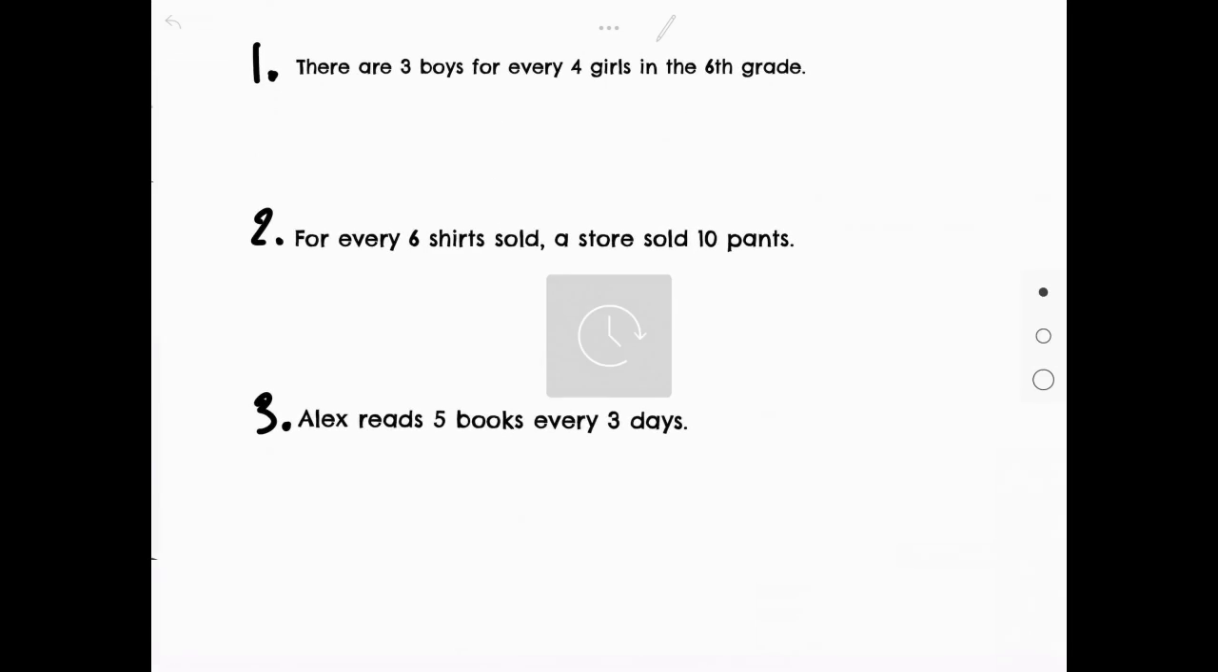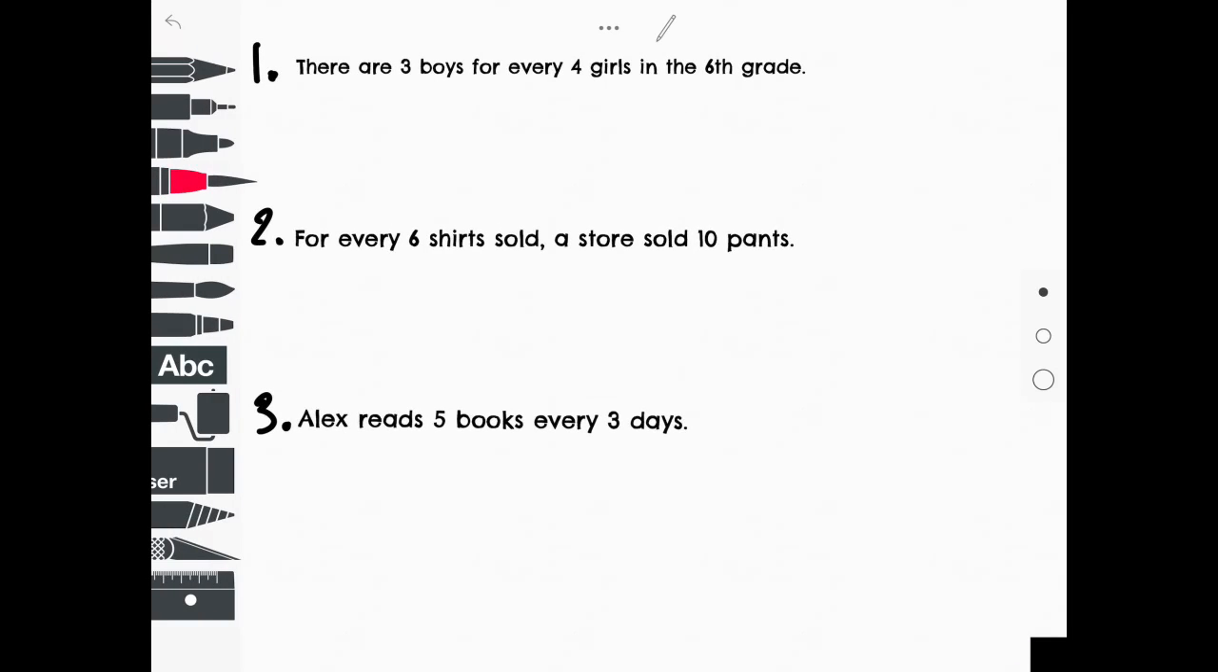So in your work today, it's going to give you a few ratios and then ask you to write at least three equivalent ratios for each ratio, and then make sure you label your ratios because we need to know what the numbers stand for.